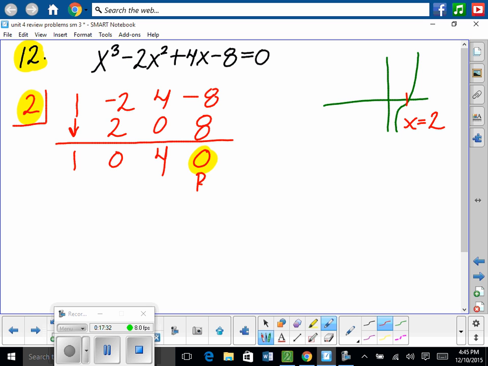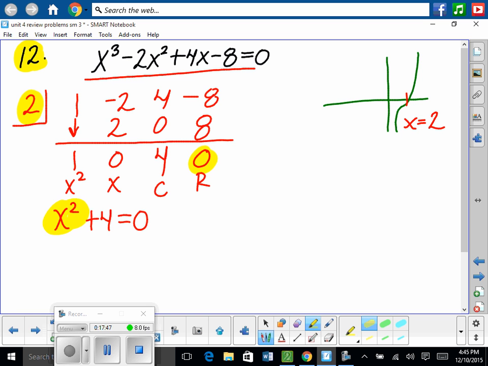So this is our remainder, this is our constant, this is our x, this is our x squared. So we took this polynomial, we divided it down, and now we have x squared plus 4 is equal to 0. Now, we're not done. We can use this, though. We have a quadratic, and we know how to solve a quadratic.